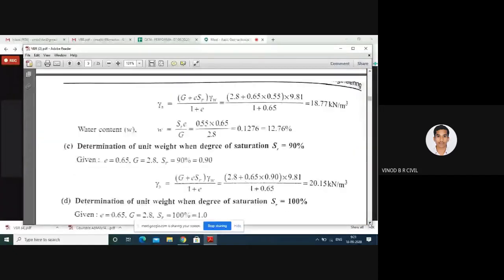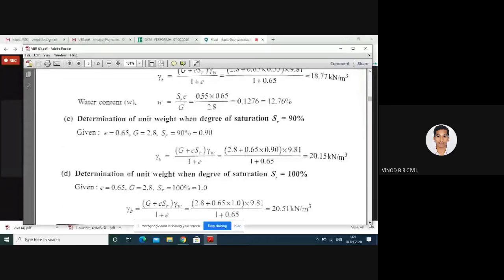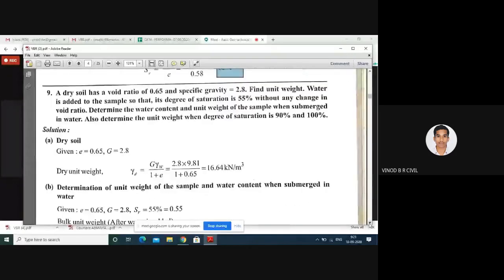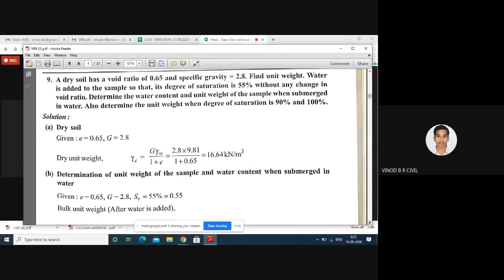First condition, dry soil, e is equal to 0.65, given in the problem, and G is 2.8, given in the problem. Dry unit weight, gamma D equals G into gamma W divided by 1 plus e. G is 2.8 and gamma W is 9.81, divided by 1 plus e, that is 0.65, and we get 16.64. Gamma D is equal to 16.64.